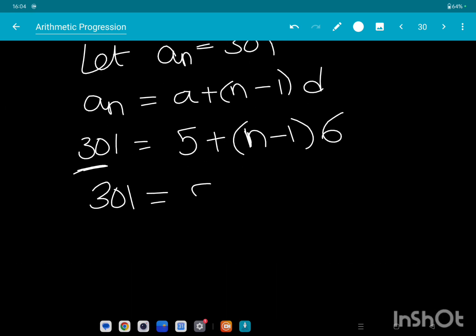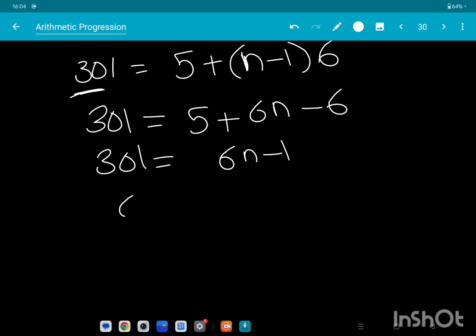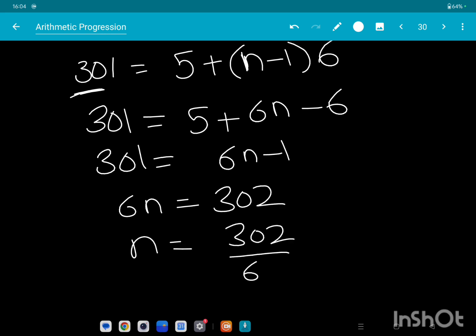Now solve this question. 301 is equal to 5 plus 6 into (n minus 1), which is 6n minus 6. So 301 is equal to 6n minus 1. Now 6n is equal to 302. Now solve this. n is equal to 302 divided by 6. 6 times 5 is 30, and 6 times 0 is 0. So it is not a whole number.